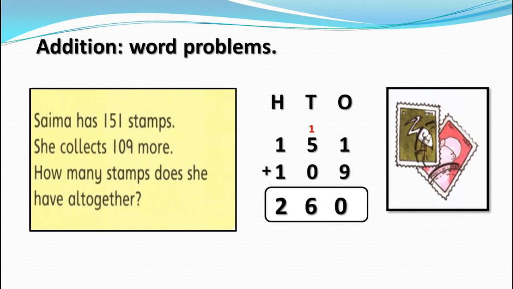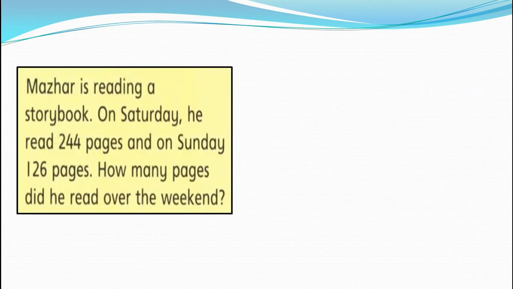Now here is another question. Mazhar is reading a storybook. On Saturday, he read 244 pages. And on Sunday, 126 pages. How many pages did he read over the weekend?